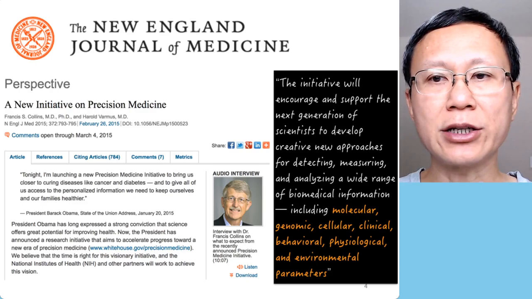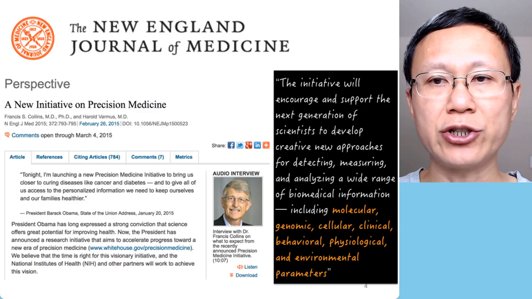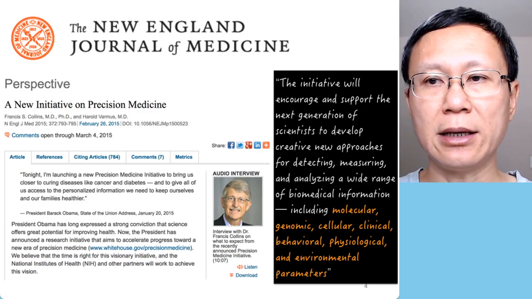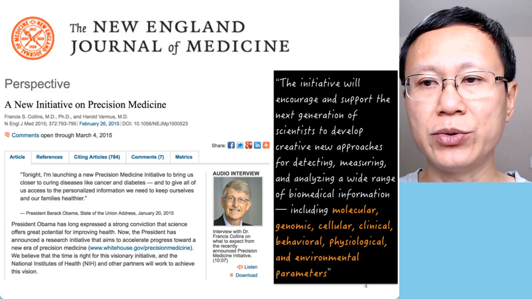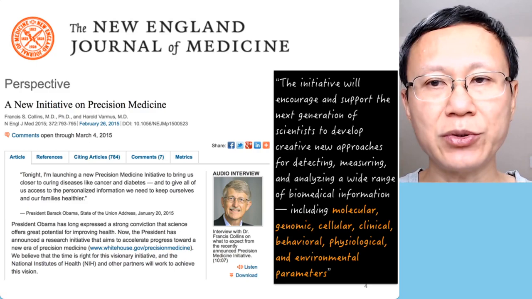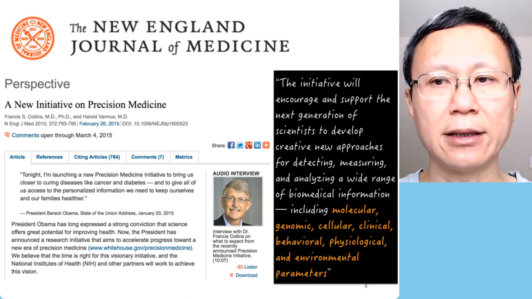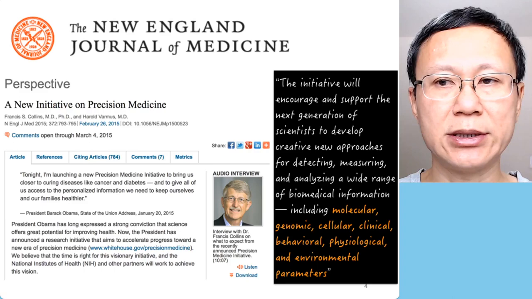In an article a few years ago, named A New Initiative on Precision Medicine, the author said the initiative will encourage and support the next generation of scientists to develop creative new approaches for detecting, measuring, and analyzing a wide range of biomedical information. This would include molecular, genomic, cellular, clinical, behavioral, physiological, and environmental parameters. As you can see, in order to achieve precision medicine, we need a lot of data. We need a lot of data from many different sources and for many different purposes.